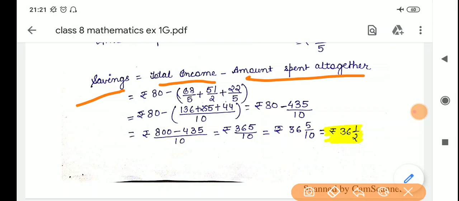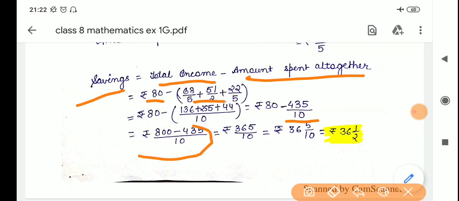So savings is equal to total income minus amount spent altogether, that is, in short, expenditure. So rupees 80 is the total income. Clear? Now these are all the amounts he has spent. So 68 by 5 plus 51 by 2 plus 22 by 5. So rupees 80 minus, when we take the LCM of 5 and 2, it will be 10. When we divide 10 by 5, we get 2. So 2 8s are 16, 1 carry, 2 6s are 12 and 1, 136. Then by 2, 5 5s are 25, then 22 into 2 is 44. So when we calculate it, 80 minus 435 by 10.